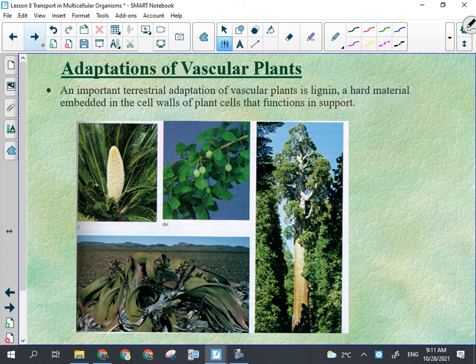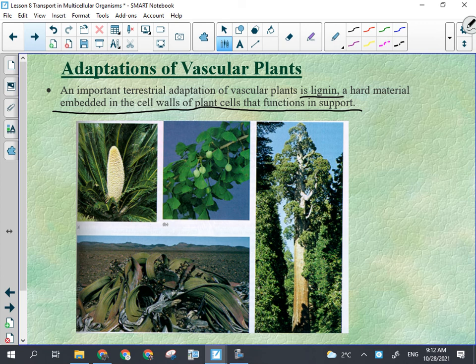All right, so an important adaptation of terrestrial plants, and that's all we're talking about. Terrestrial means the ones that live on land, okay? We're not talking about aquatic plants because they're completely different. Aquatic plants do not have tubes, they're not vascular because they are surrounded by water. The water supports them, so they work completely different. We're only looking at terrestrial plants here, okay? One of the big terrestrial adaptations of vascular plants is something called lignin. Lignin is a hard material, a type of protein really, that's embedded in the cell walls and functions in support, okay?